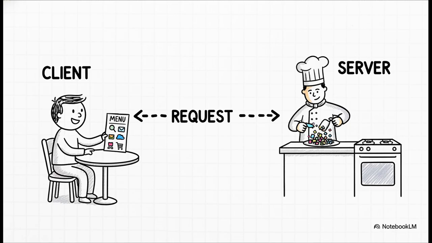It's almost exactly like ordering at a restaurant. You, the client, make a request. Hey, I'd like to see this specific web page. That request travels across the internet to the right server, and the server, which is kind of like the kitchen, finds what you asked for and serves it right back to you.